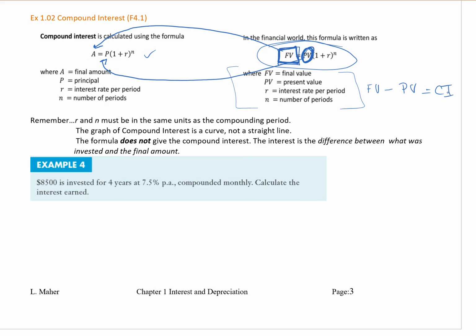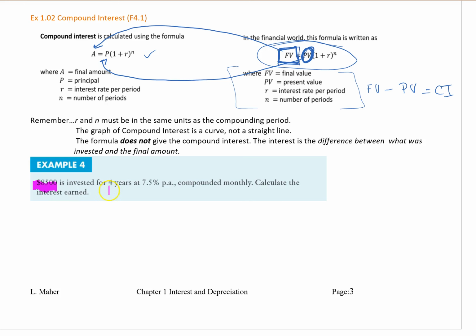I'll go straight into example 4. It says 8,500 is invested for 4 years, 7.5% per annum, compounded monthly. Calculate the interest earned. Can't emphasise enough all those things we've been practicing all throughout the preliminary course, in that when we read a question, we identify key pieces of information and then we translate them into something that looks a little bit more mathematical.